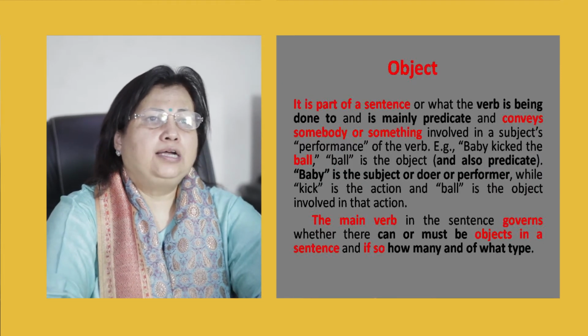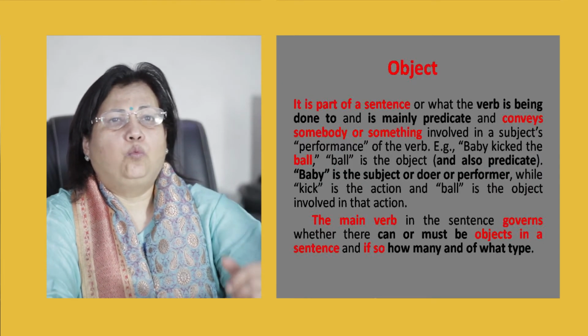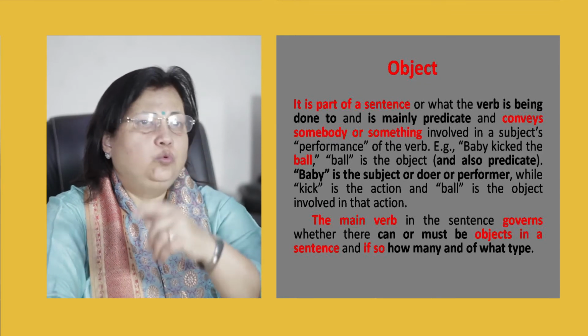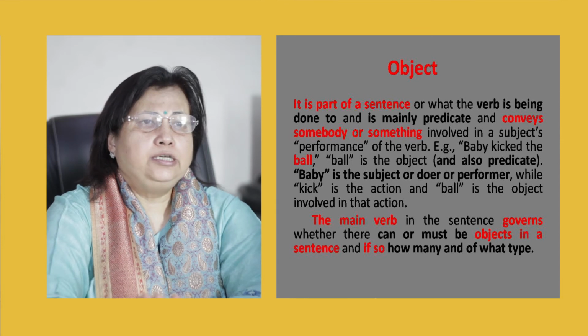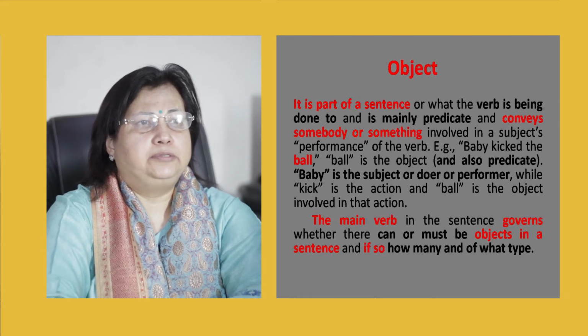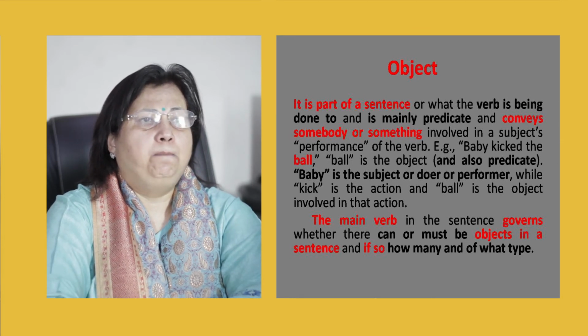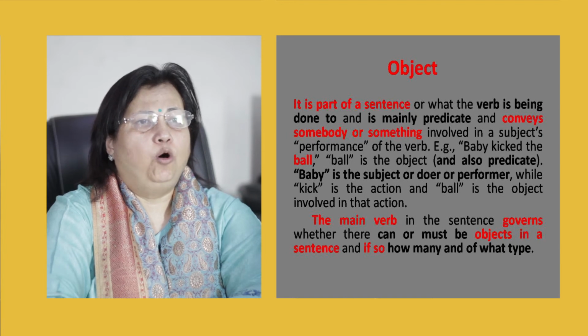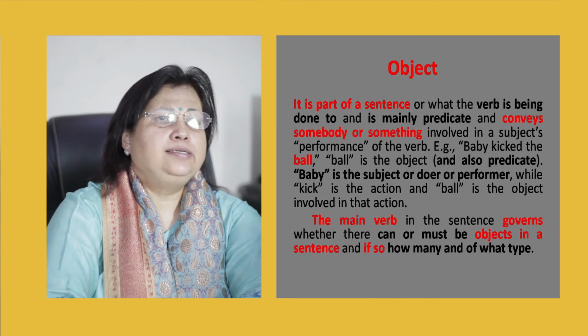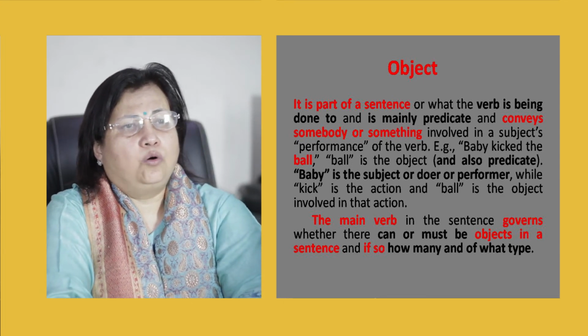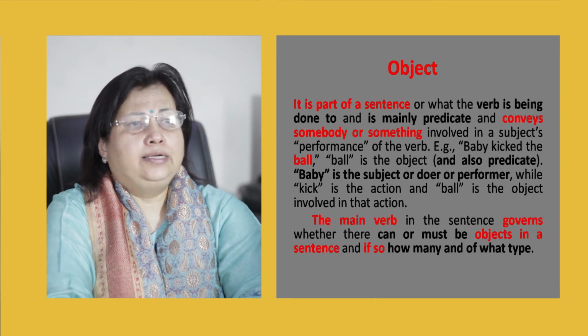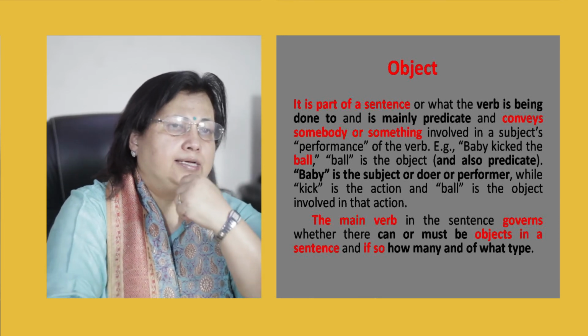Object: it is the part of a sentence that tells what the verb is being done to, and is mainly part of the predicate. It conveys somebody or something involved in a subject's performance of the verb. Baby kicked the ball. Ball is the object and also part of the predicate. Baby is the subject, or doer or performer, while kick is the action and ball is the object involved in that action.